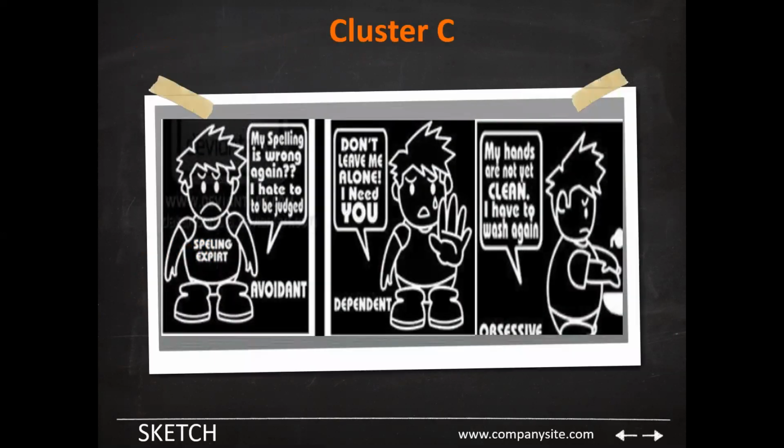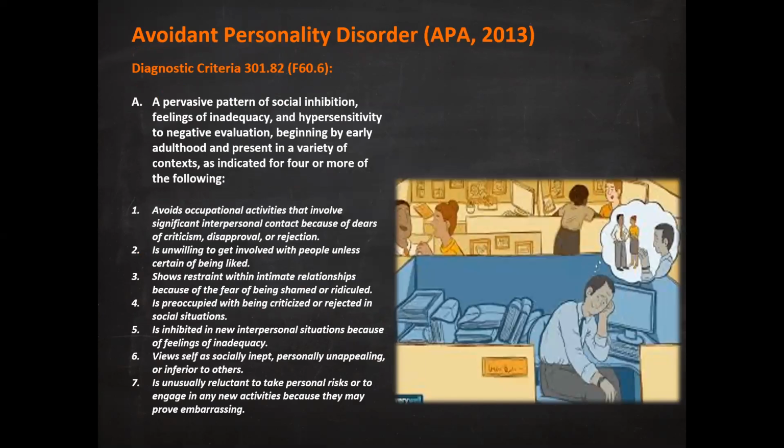And cluster C of personality disorders include avoidant, dependent, and obsessive compulsive personality disorders. Avoidant personality disorder is characterized by social inhibition, feelings of inadequacy, and hypersensitivity to negative evaluation that begins by early adulthood and is presented in a variety of contexts. Individuals with avoidant personality disorder avoid contact with others out of fear they may be criticized, rejected, or meet with disapproval. They avoid people as much as possible because if they engage in interaction, the fear of being embarrassed or rejected is too great to confront.